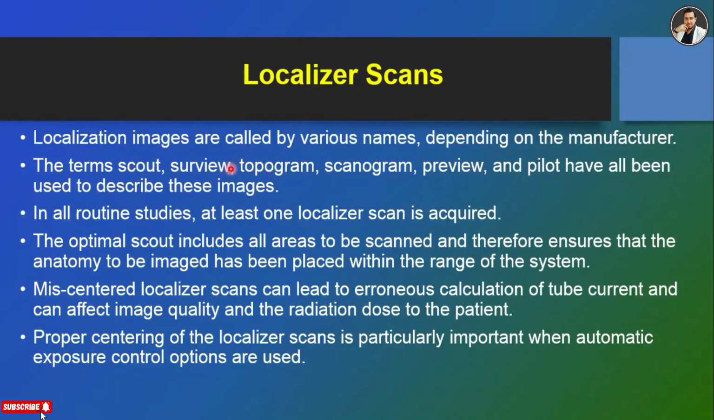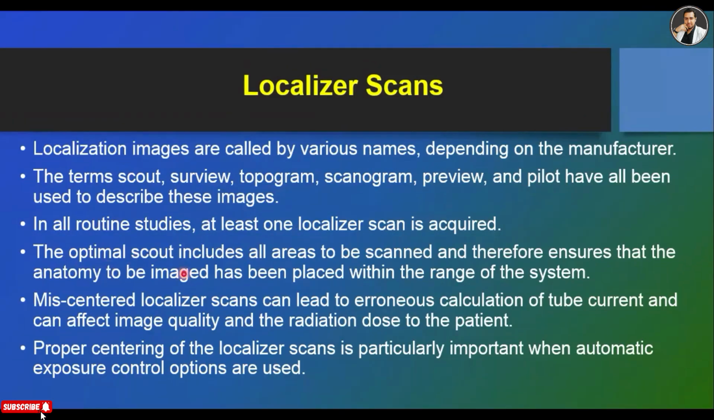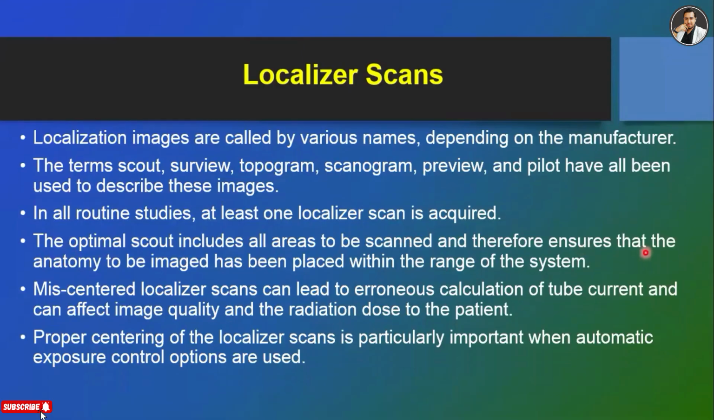In all routine studies, at least one localizer scan is required. Before scanning, we need to take a localizer. The optimal scout includes all areas to be scanned and therefore ensures that the anatomy to be imaged has been placed within the range of the system. That is, within the topogram image, the anatomy we want to cover must be there.